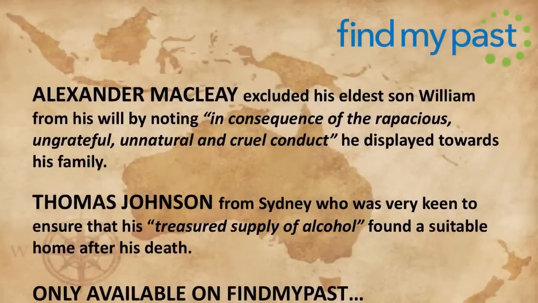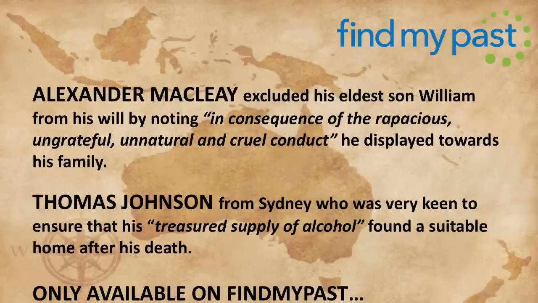You may also come across some colourful details about the lives of your ancestors and their honest thoughts on their family, such as the case of naturalist and entomologist Alexander Macleay, who excluded his eldest son William from his will by noting, in consequence of the rapacious, ungrateful, unnatural and cruel conduct he displayed towards his family. Or there's the case of Thomas Johnson from Sydney, who was very keen to ensure that his treasured supply of alcohol found a suitable home after his death.